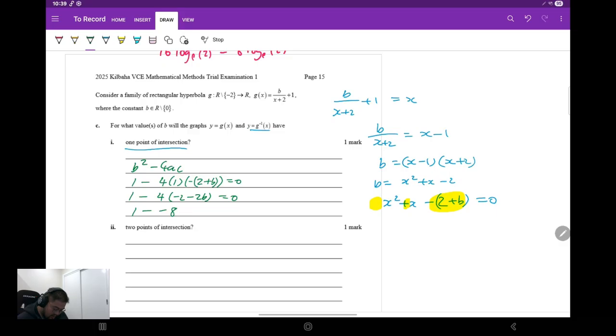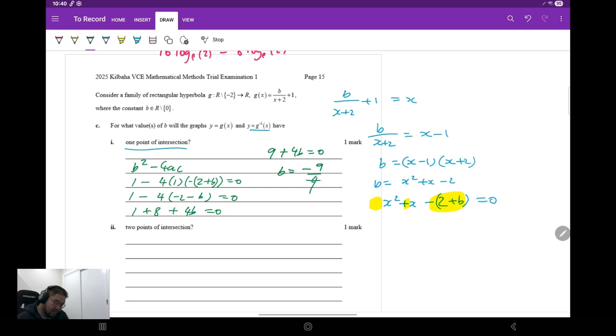1 minus, okay, 1 minus positive 8 plus 2b, not 2b, sorry. That becomes, yeah, where did I get the 2b from? Sorry. That becomes minus 2b, that becomes plus 4b, and then that equals 0, so that becomes 9 plus 4b is equal to 0. Therefore, b is equal to negative 9 on 4.